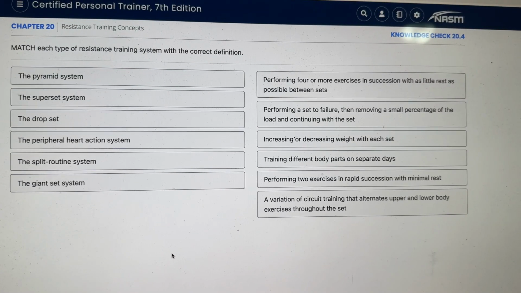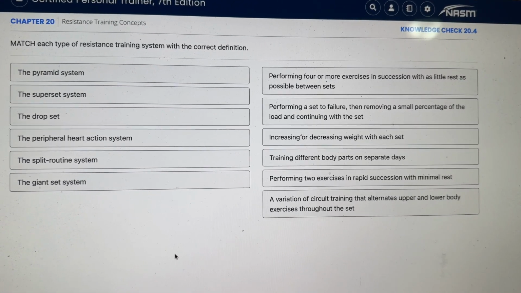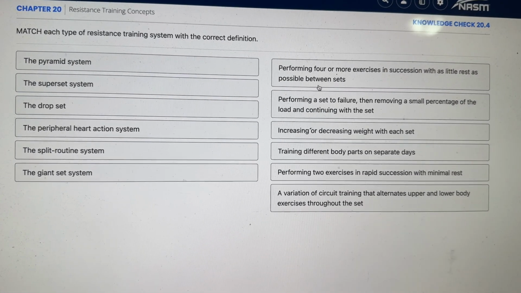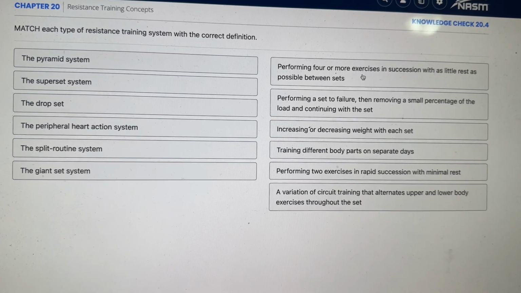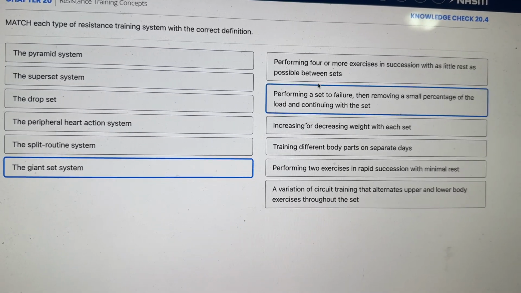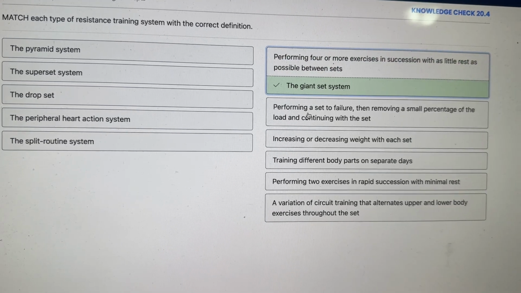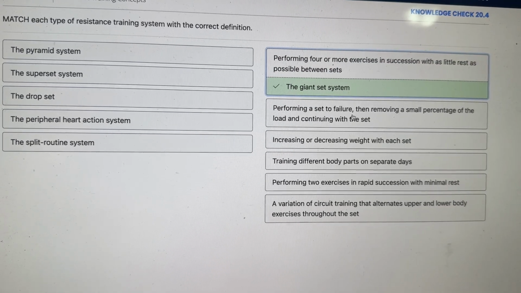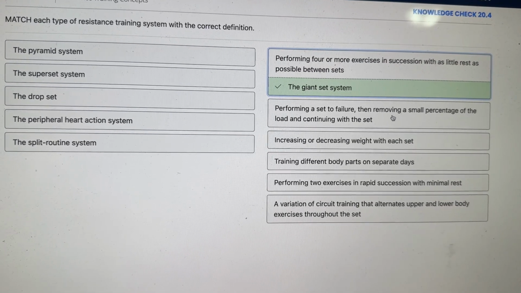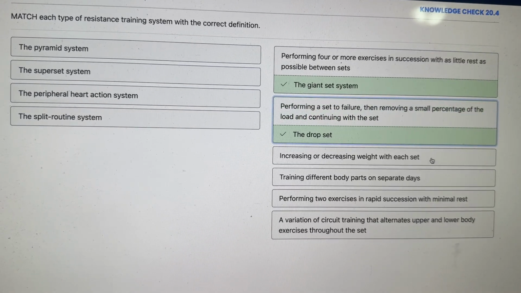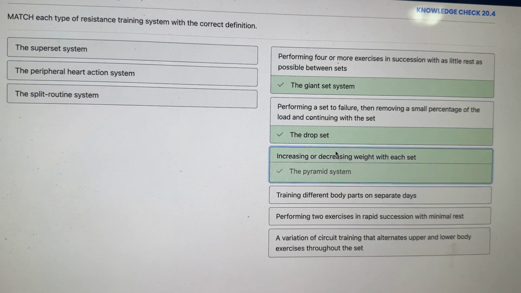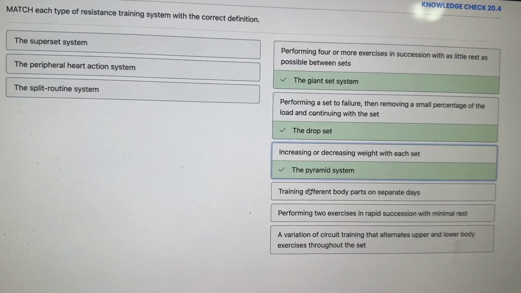So here we go. Match each type of resistance training system with the correct definition. Performing 4 or more exercises in succession with as little rest as possible between sets: a giant set system. Performing a set to failure, then removing a small percentage of the load and continuing with the set: drop set. Increasing or decreasing weight with each set: pyramid.